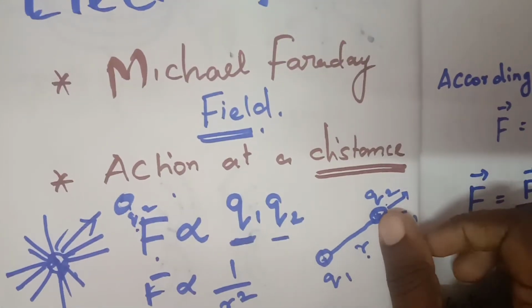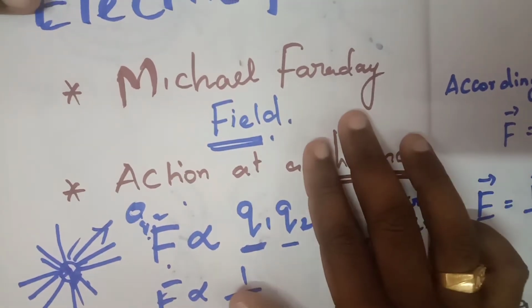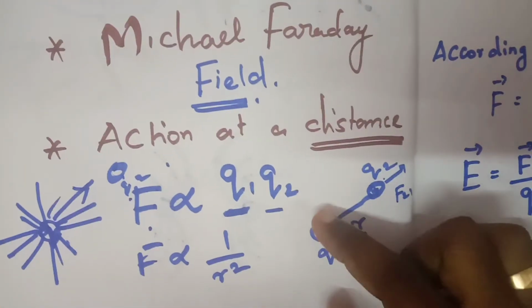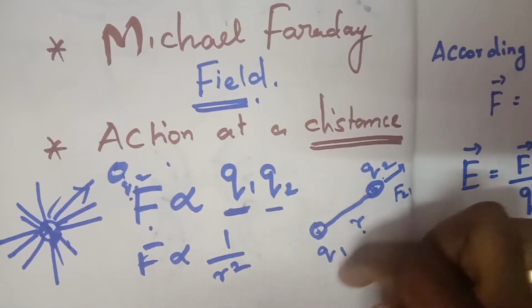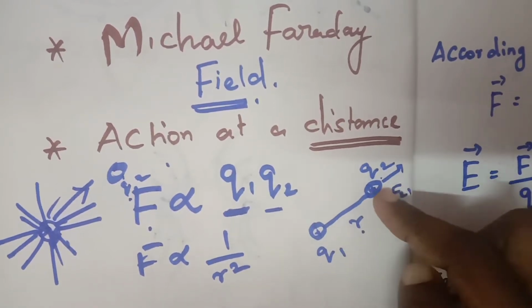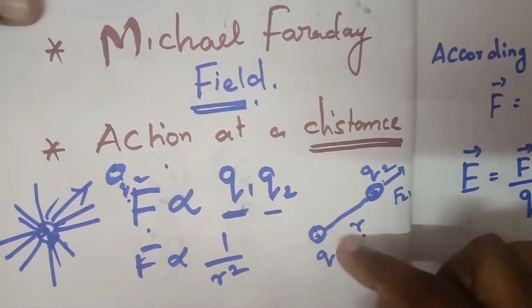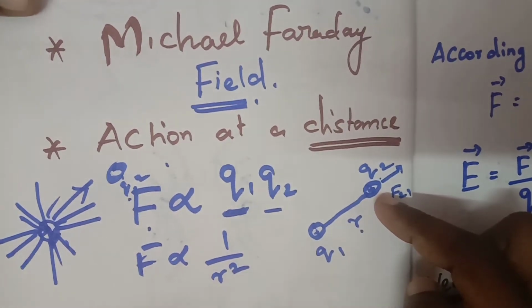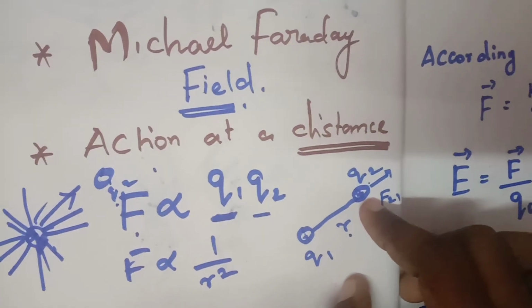Okay. So how does the charge Q2 know the existence of charge Q1? For that, Michael Faraday introduced the concept of field. Every charge in the universe creates an electric field in the surrounding space. While the charge Q2 is brought nearer to the electric field of charge Q1, it experiences some amount of force. That force may be attractive or repulsive based on the nature of the force.